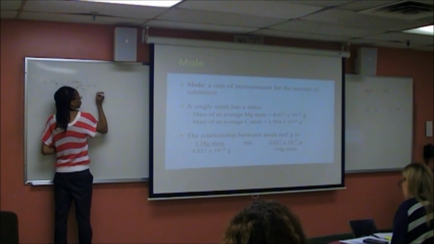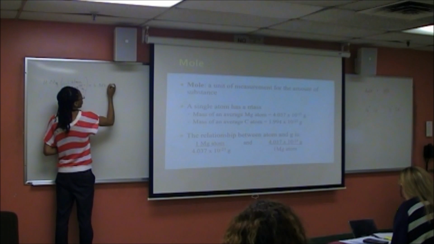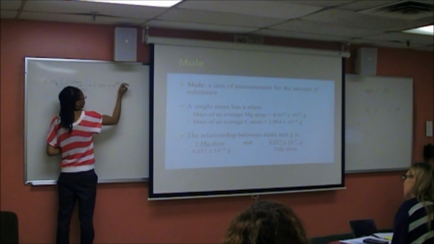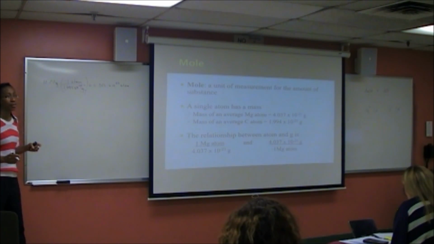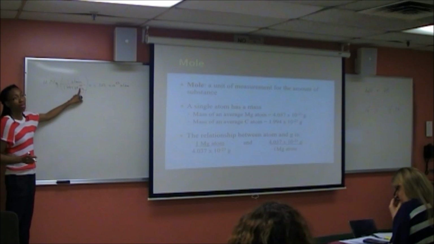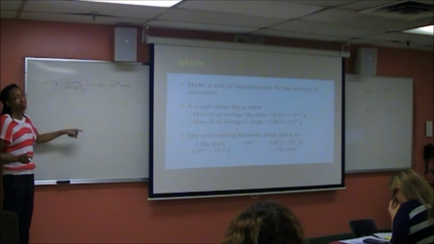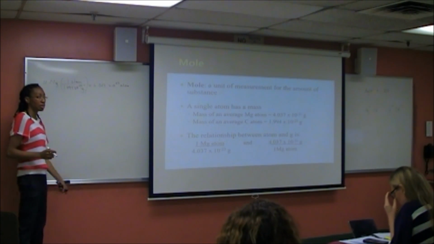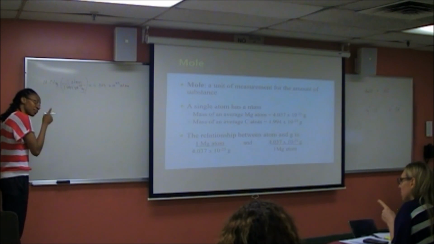6.022 times 10 to the 23 atoms. It's not negative 23 no more? No, positive. When you have an exponent on the bottom and you're dividing, you're going to switch the sign. Okay? So that means each element in the periodic table is going to have Avogadro's number of atoms.